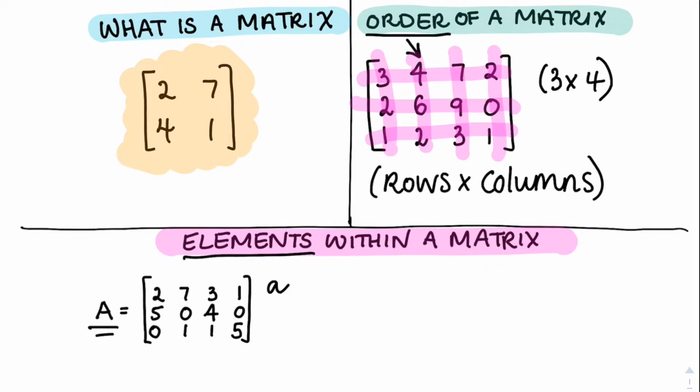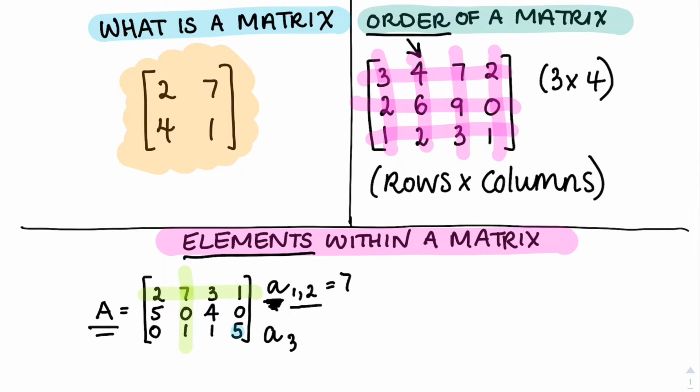If I wanted to abbreviate the element number 7, this 7 appears in row 1, column 2. So the element is in row 1, column 2. Similarly, if I wanted to focus on this 5 down here and abbreviate this element, I would say that the element in matrix A, row 3, column 4, is a 5. So that's how we abbreviate the elements within a matrix.